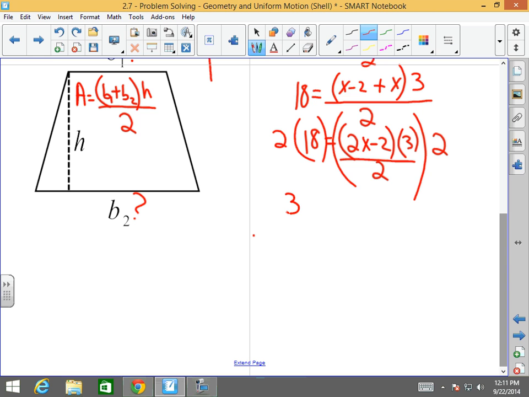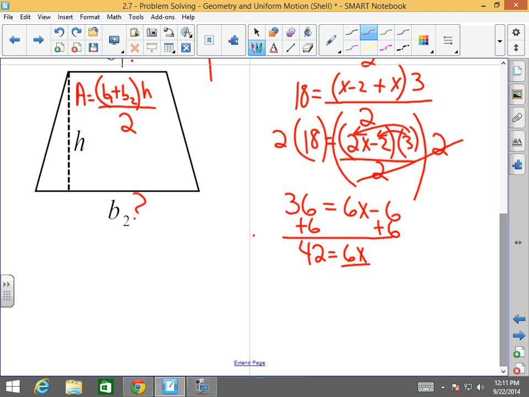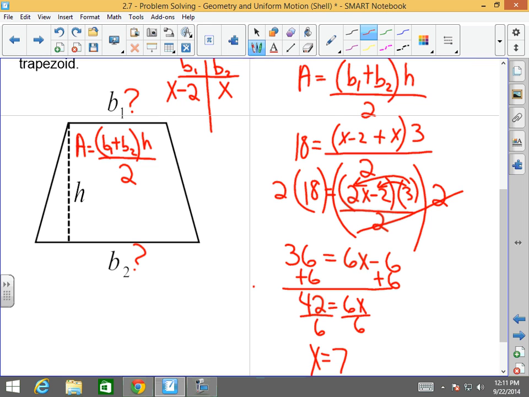2 times 18 is 36. These 2's cancel. Distribute the 3, please. That's 6x minus 6. Add 6 to both sides. 42 equals 6x. Divide by 6 on both sides. X equals 7. So now go back to your table. Since x equals 7, that means base 2 is 7. Base 1 is 5. Feet, of course.